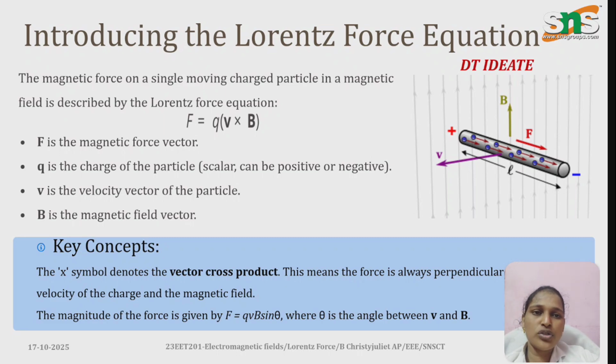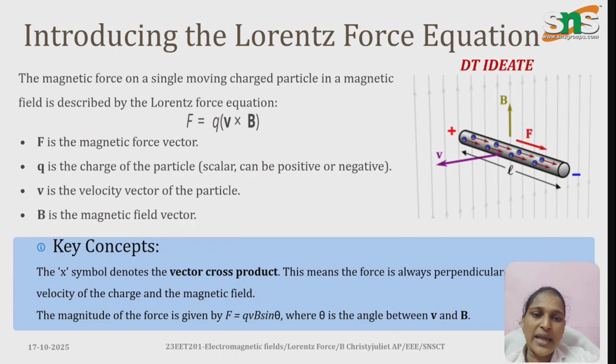The magnetic force on a single moving charged particle in a magnetic field is described by using the Lorentz force equation. Lorentz force is a microscopic force, a magnetic force exerted on the charge carriers when we apply current to pass through it. So this force can be mathematically expressed as F = Q (V × B), where F is the magnetic force vector, Q is the charge of the particle, V is the velocity vector of the particle, and B is the magnetic field vector.